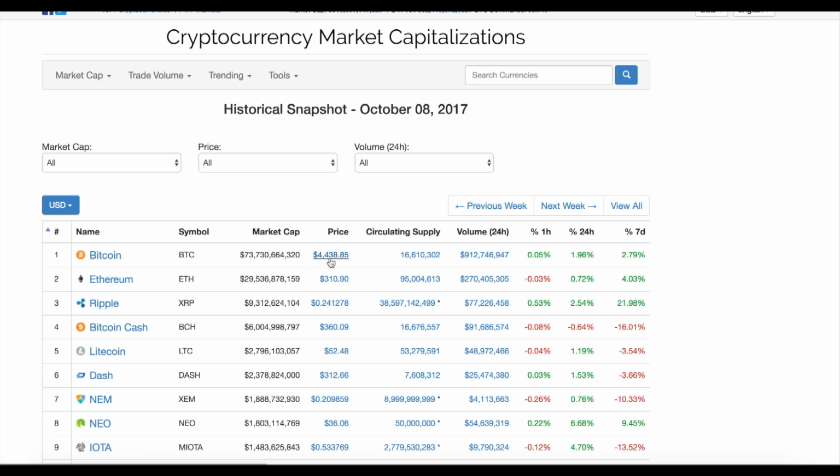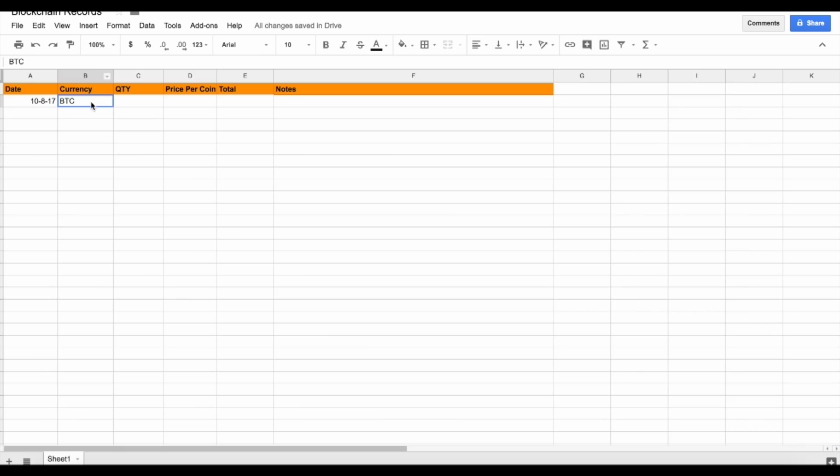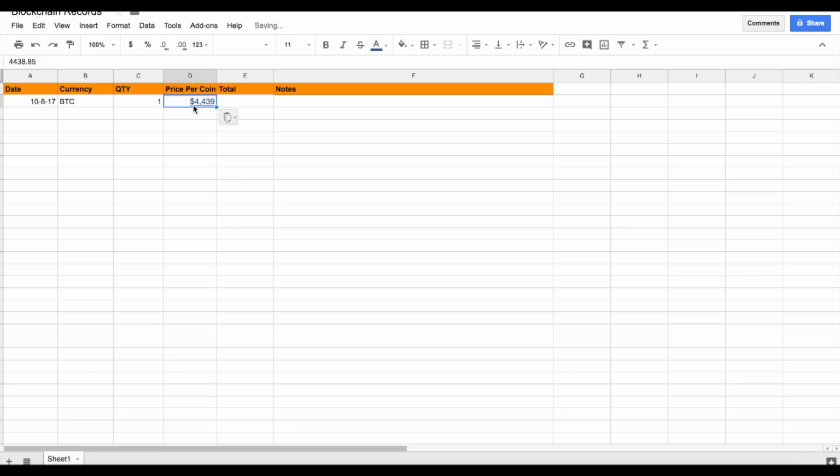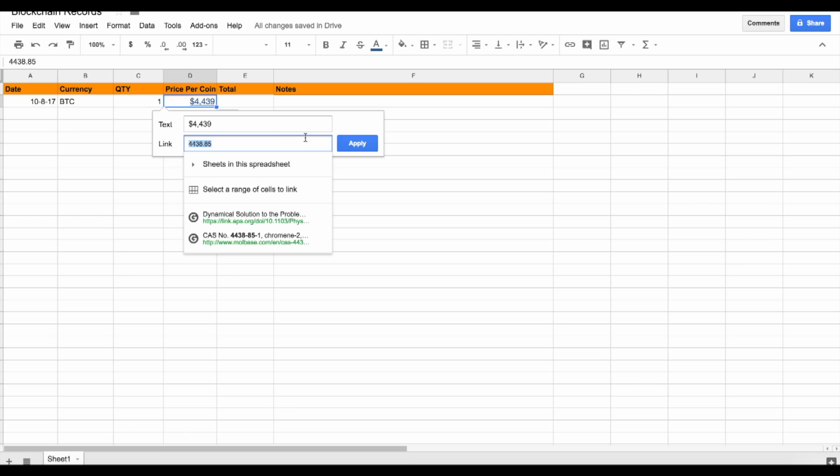So I'd write, let's say I bought one full Bitcoin. So I bought BTC, quantity 1, price per coin. Now, what is the price per coin in fiat? It is 4,438, so let's go ahead and put that in there. If I don't want to make it clickable, it depends on what spreadsheet you use, and you don't have to use this one, but I think I can break the link there by just going like that.